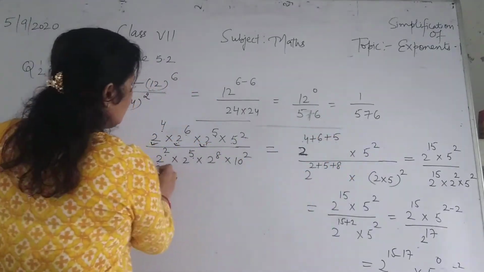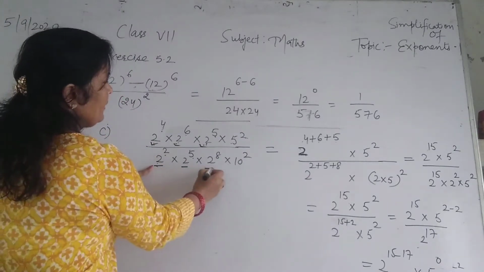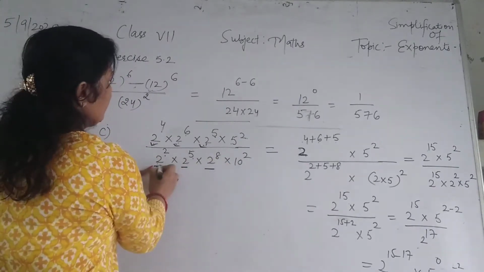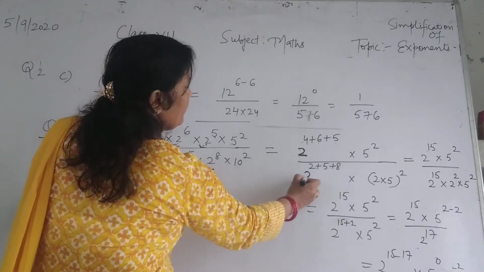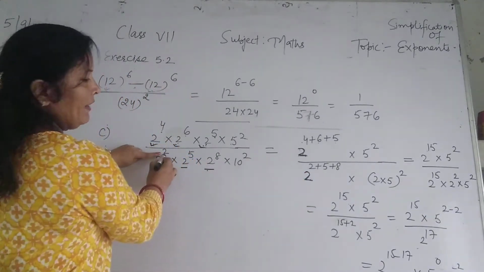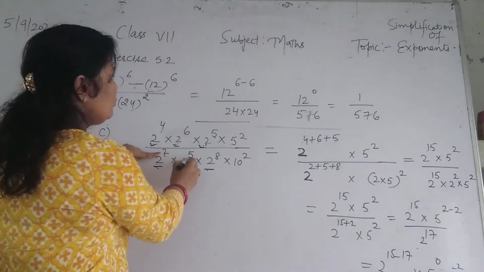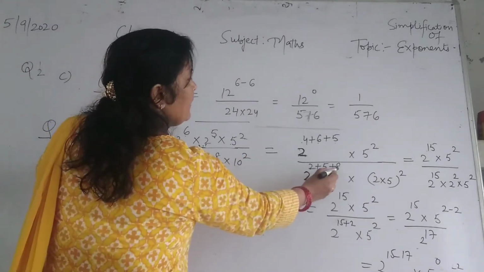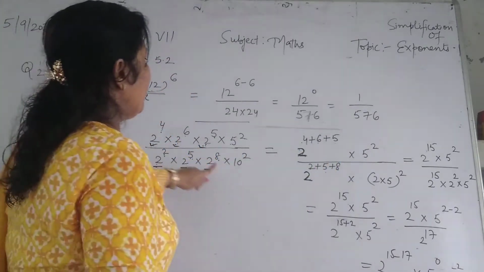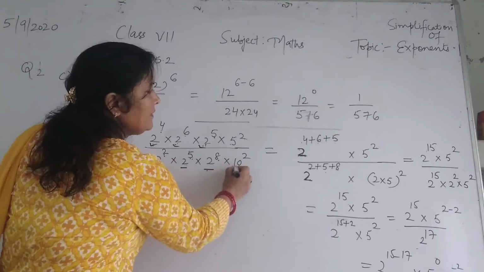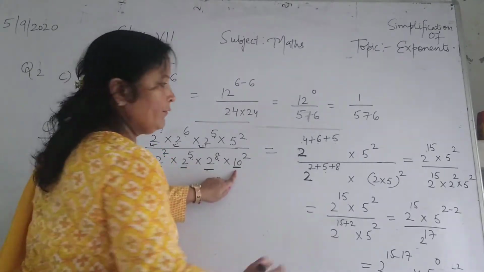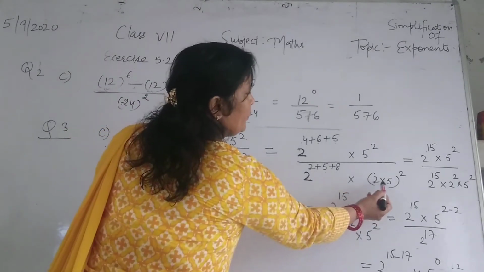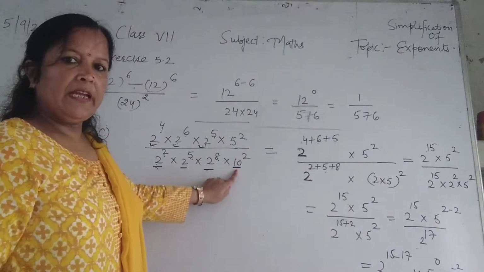In the denominator also 2 raised to power 5, 2 raised to power 8. Then base is same, here I have written 2, and I have added the powers 2 plus 5 plus 8. Then I have written this 10 as a product of 2 into 5.